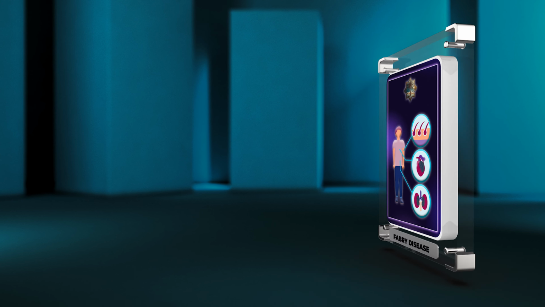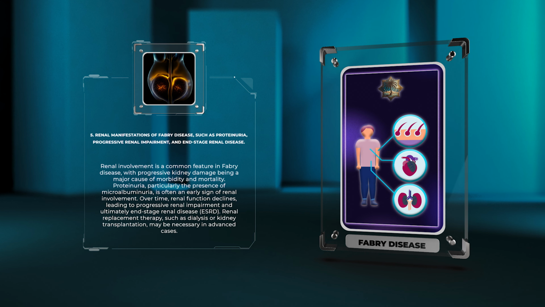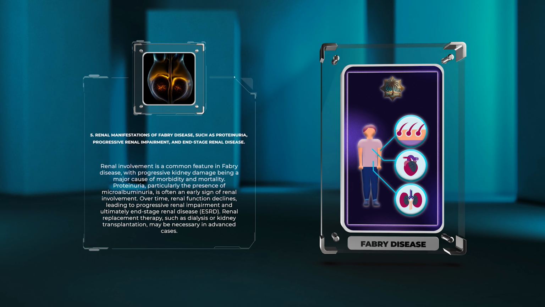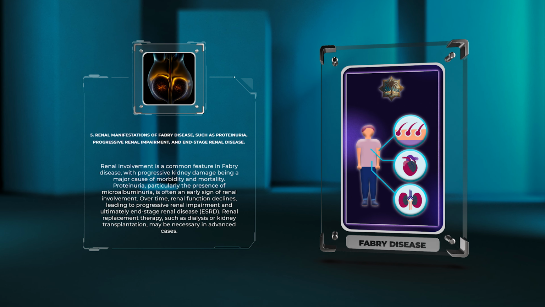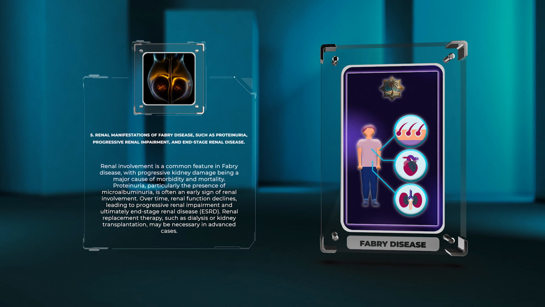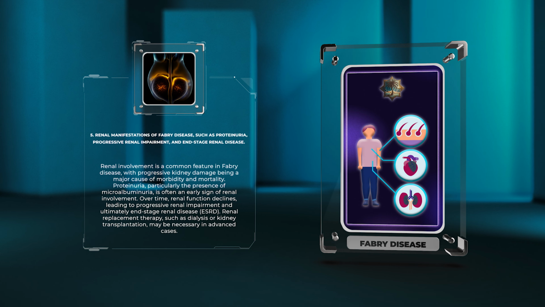Renal involvement is a common feature in Fabry disease, with progressive kidney damage being a major cause of morbidity and mortality. Proteinuria, particularly the presence of microalbuminuria, is often an early sign of renal involvement. Over time, renal function declines, leading to progressive renal impairment and ultimately end-stage renal disease, ESRD. Renal replacement therapy, such as dialysis or kidney transplantation, may be necessary in advanced cases.